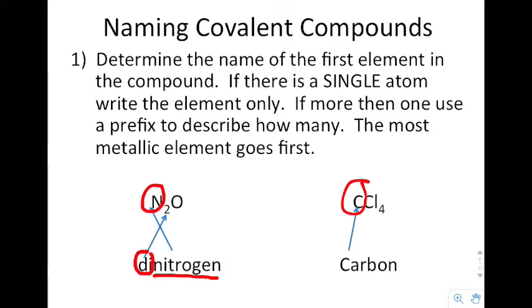Now, a lot of times there's some confusion as far as which element goes first, and it is always the most metallic one, so the one that's furthest to the left. If you were to look at the periodic table, you'd see carbon in group 14, and chlorine in group 17. Because of that, carbon is the most metallic of those. Same thing with nitrogen and oxygen. You actually see those right next to each other. Nitrogen is to the left, so it goes first.